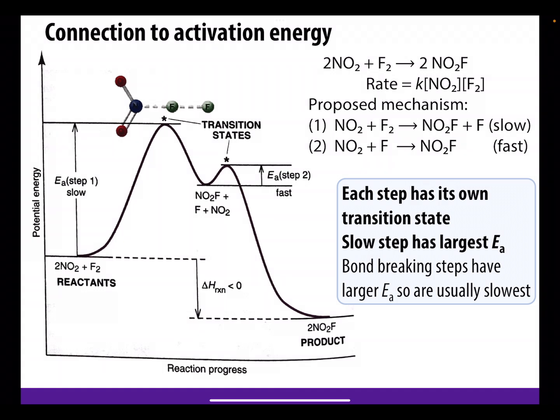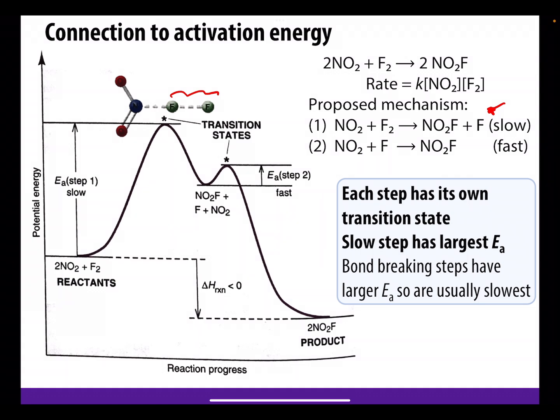Again, when we think about reaction mechanisms, we now have more information about the activation energy. In a reaction mechanism, each step has its own transition state or activated complex. In general, the slow step is going to have the largest activation energy. So it's actually no surprise that this is the slow step in the reaction. We're breaking an F-F bond. That isn't the strongest bond, but we are going to have to put energy in to break that F-F single bond. So this first step, where we're breaking a bond, is going to have the highest activation energy.